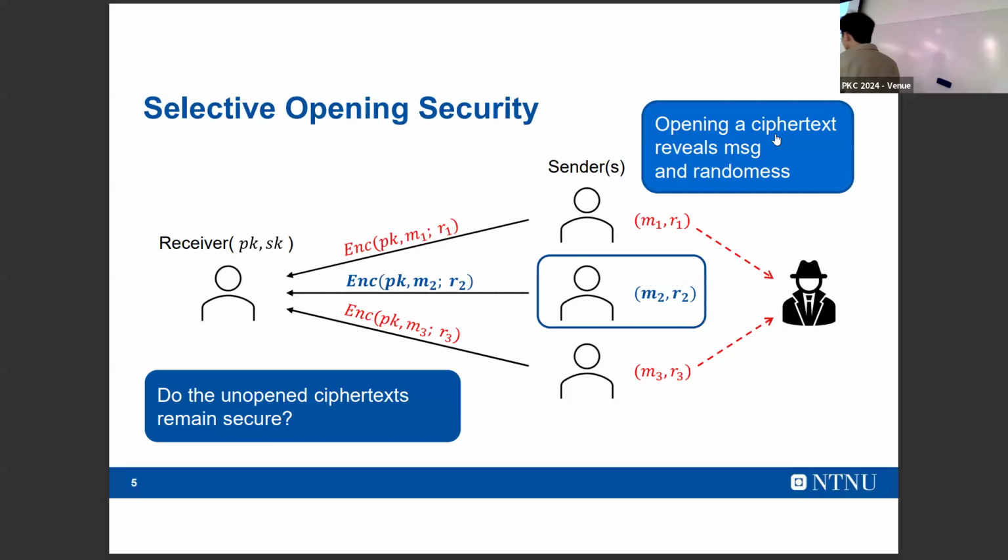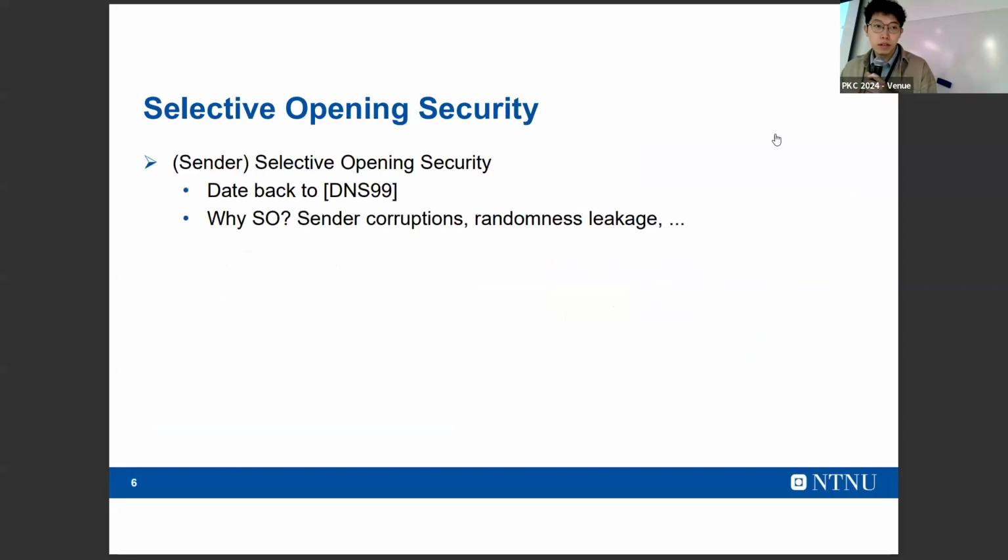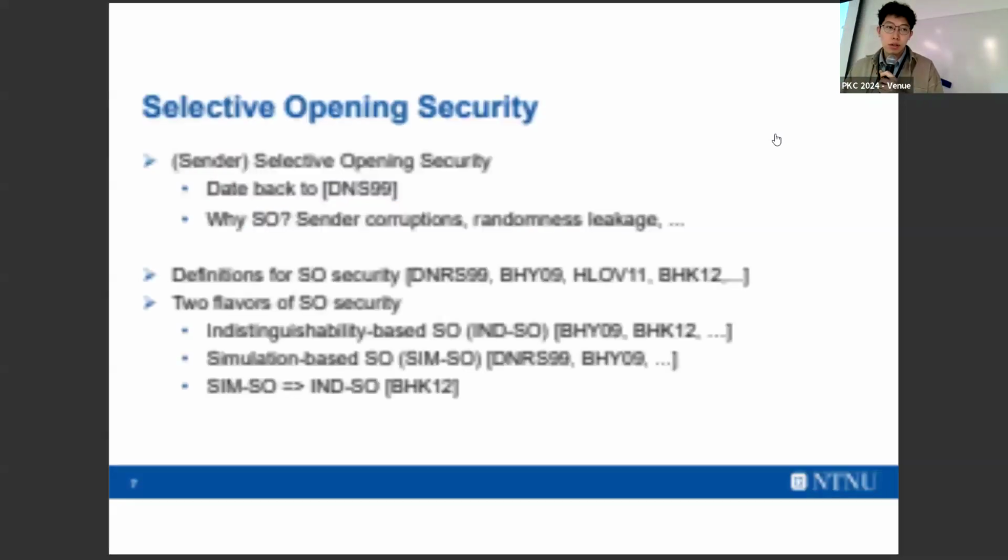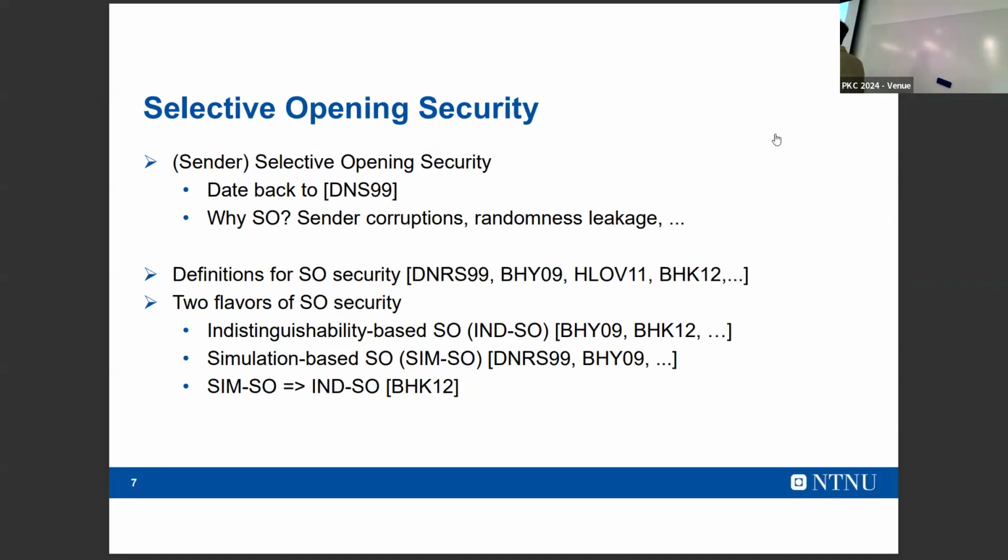So you may ask: if a ciphertext is opened, then there's no secret information inside that ciphertext. But how about the unopened ciphertexts? Do the unopened ciphertexts remain secure? This is what selective opening security considers. The research history of selective opening is very long, dating back to DNRS 99. Why do we consider selective opening security? Because, as Hans gave a very good motivation, sometimes the sender can be corrupted, or the user uses a very bad pseudorandomness generator, which will link the randomness. So researchers spent quite a long time finding the correct definitions for SO security.